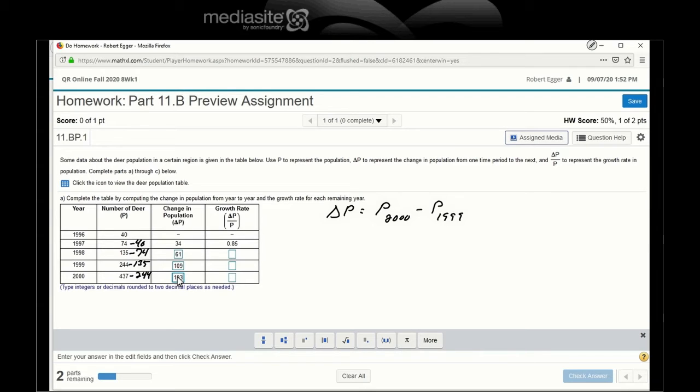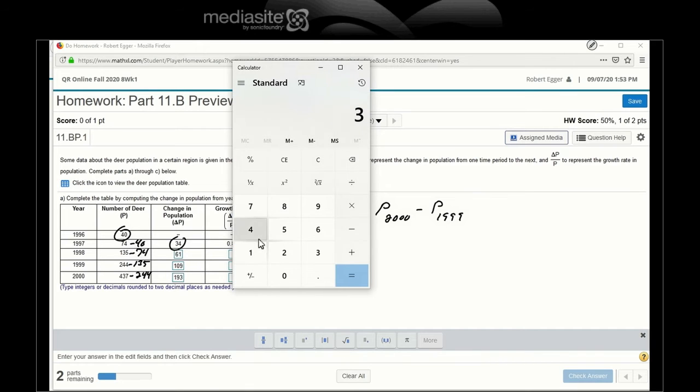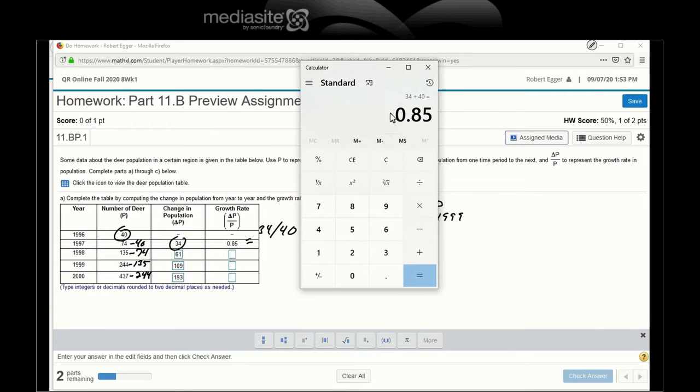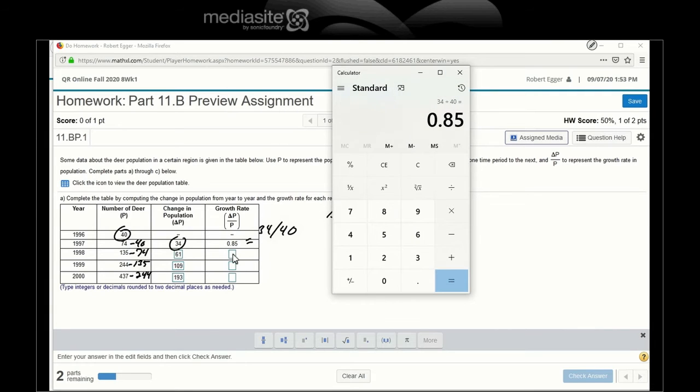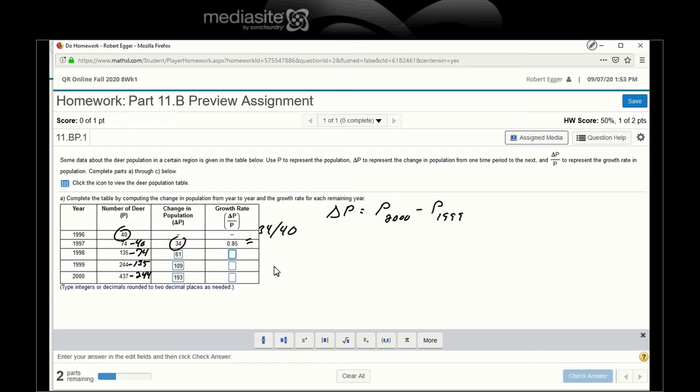And this 0.85 we got by doing the 34 over 40. Let's verify that. 34 divided by 40 is 0.85. So this guy should be then 61 over 74.